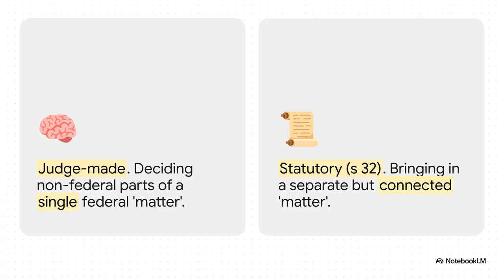Accrued jurisdiction, which is judge-made, is about the court's inherent power to decide all the different legal bits and pieces of a single case, a single controversy. Think back to our very first example, the federal competition claim. That's all tangled up with a state-based contract. That's accrued jurisdiction. Section 32's associated jurisdiction, on the other hand, is a statutory power that lets the court bring in a separate but related matter. It's about joining two distinct claims.